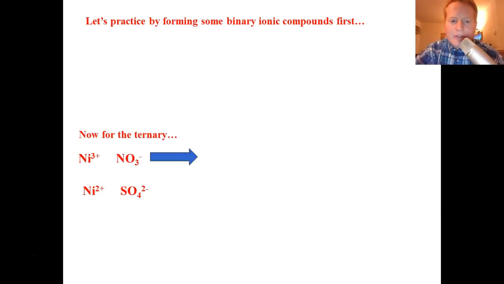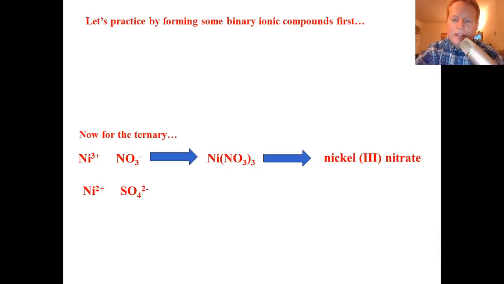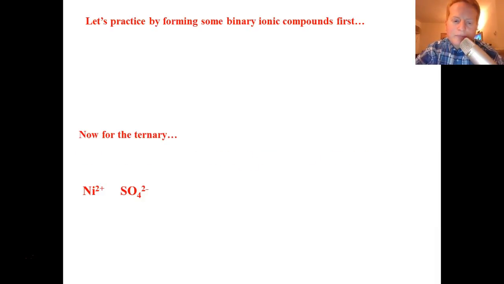Okay, let's look at some ternary now. So remember, ternary have at least 3 different atoms in the compound. So we would have our Ni3+ combined with a nitrate, which is NO3-, and so we would get Ni(NO3)3, 3 nitrates to go with our nickel. And for the name, what would the name be? Well, the name would be nickel 3 nitrate. It's the same rules that apply essentially. We're still using the Roman numeral in there. And then finally, we would have, these two would cancel each other out perfectly, and then so we would have nickel 2 sulfate. So that's how you would name that one.